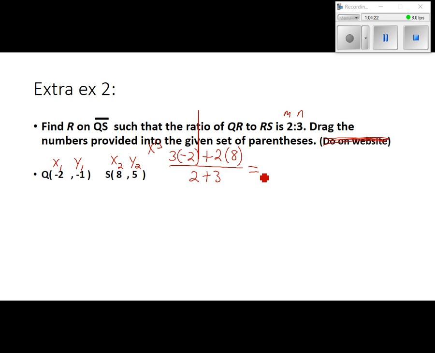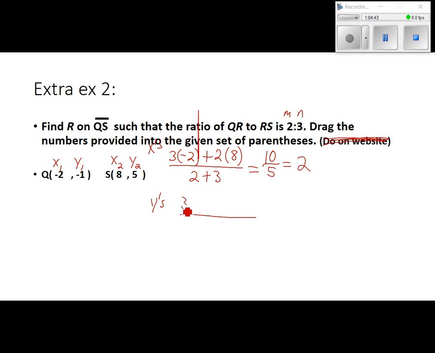Sawyer said 10, anybody agree with that? On bottom you got 5, what's 10 divided by 5? 2. That's an X coordinate of our final answer, right? The Y's, same setup.